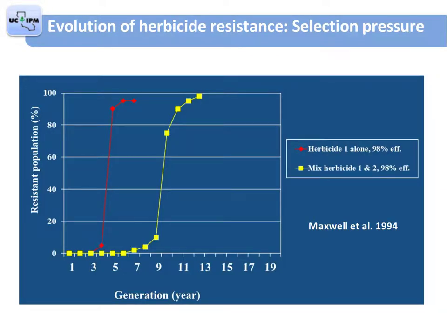Let's take a look at some modeling work that was done on herbicide resistance. If you look at the red curve, you can see that for one gene model of a dominant trait, using one herbicide that gives 98% efficacy will result in resistance within 3 to 4 years. The yellow curve shows that if you mix 2 herbicides that have the same efficacy against the same weeds, but each with a different mode of action, you will have 6 to 8 years before resistance develops. So resistance still can develop, but it will take longer with the mixture.